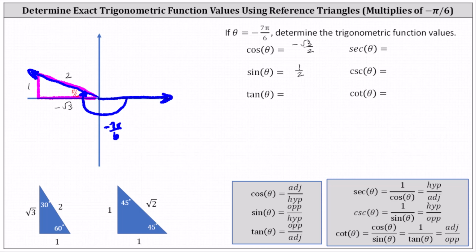Tangent negative 7 pi divided by 6 equals the ratio of the opposite side to the adjacent side, which is 1 divided by negative square root 3, or negative 1 divided by square root 3. Let's go ahead and rationalize the denominator by multiplying the numerator and denominator by the square root of 3. We can also express the tangent function value as negative square root 3 divided by 3.